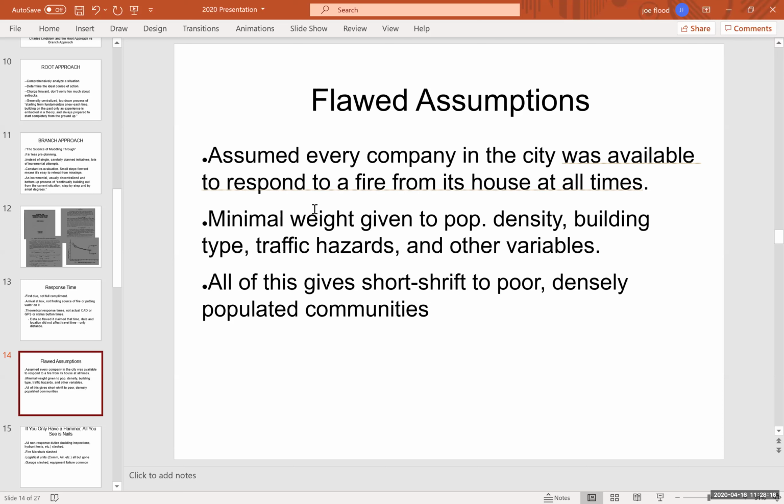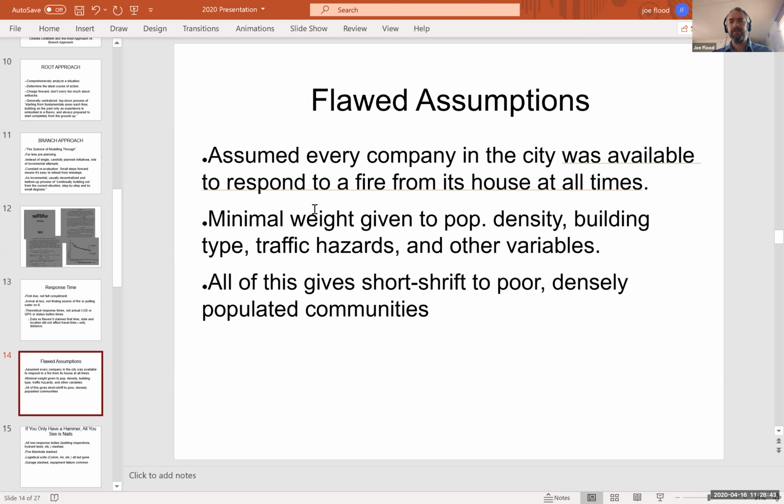All these other variables that I just mentioned, population density, building type, traffic hazards, other variables, they didn't factor in at all. They thought that these were not going to significantly impact response times. When you think about what processing power was in 1968, it makes sense. Pong was still like a dozen years away from being invented. They couldn't crunch that many numbers. You couldn't weight a lot of variables all at once. So it's understandable, but think about this for a second.